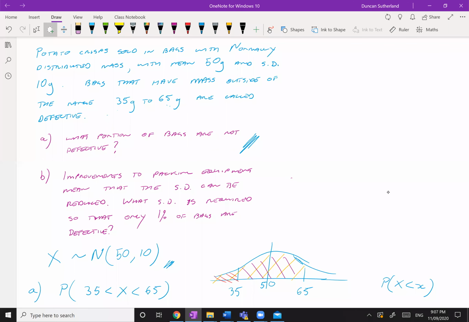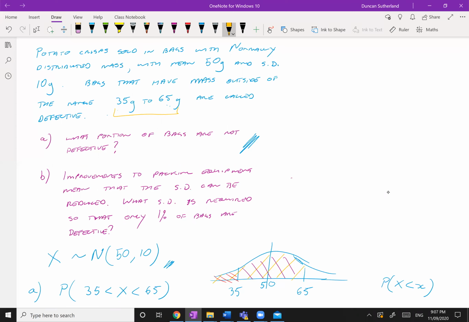So we've been studying potato chips, and we've modeled them as some normal distribution of mass with mean 50 grams and standard deviation 10 grams. We found that 87% of the bags are not defective. That is, that they fall within this range of 35 to 65 grams. That means 13% of bags are defective, and we don't want that.